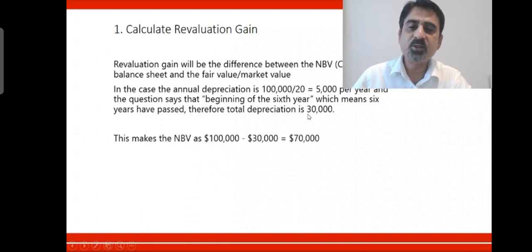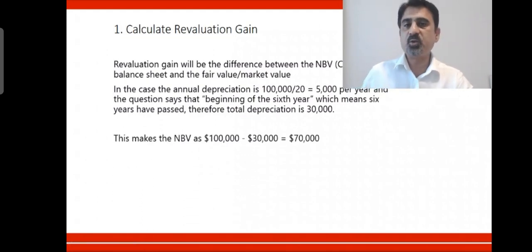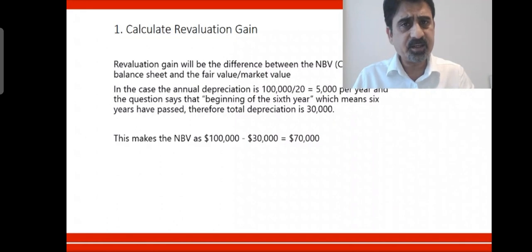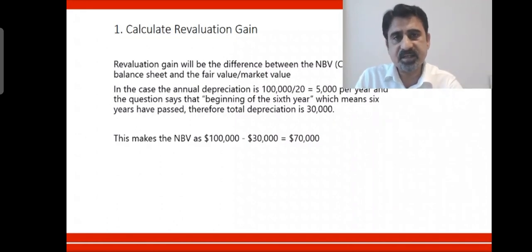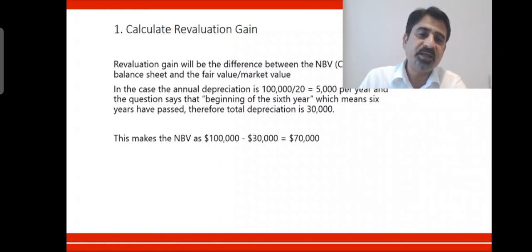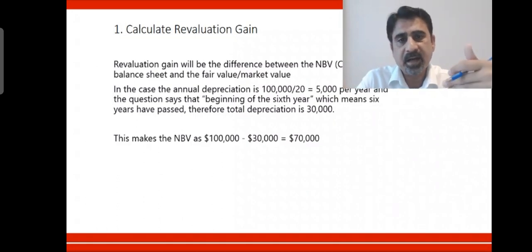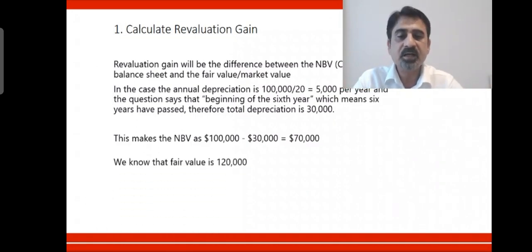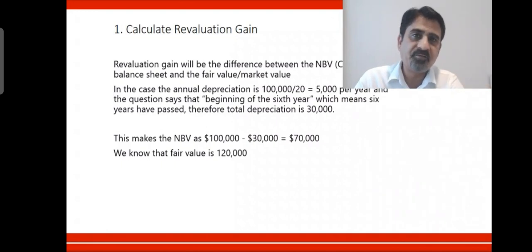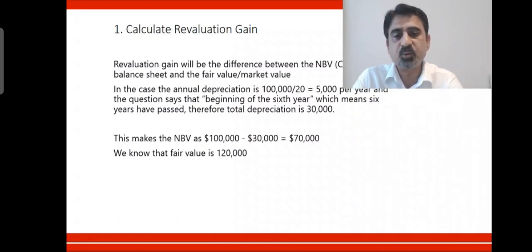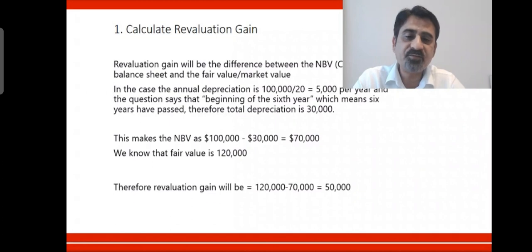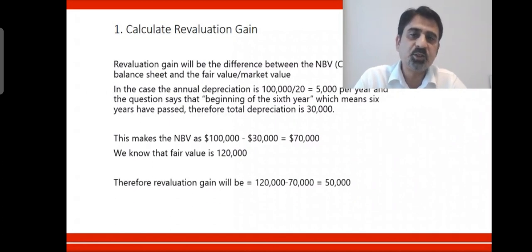So it means that your net book value is 70,000. The asset you purchased for 100,000, at the end of the 6th year or at the beginning of the 7th year, in your balance sheet, the net book value of the asset is 70,000. So your books say that the asset is 70,000, and in the market, the asset is 120,000. Now there is a difference. Your balance sheet shows the value of the asset as 70K, and the market value of the asset is 120K. So there is a difference of 50,000. That is called revaluation gain.